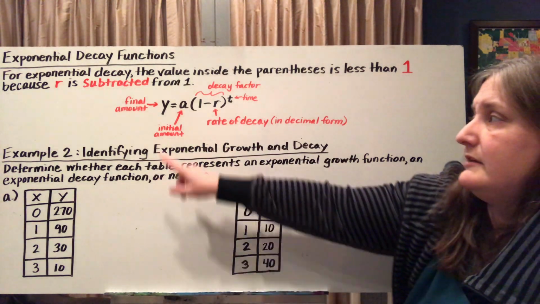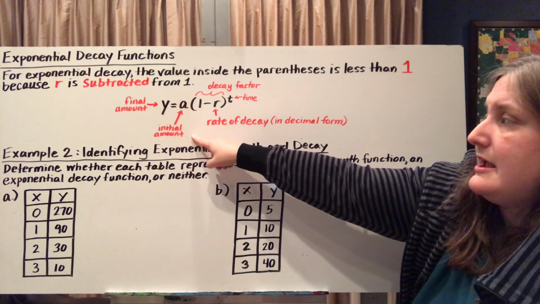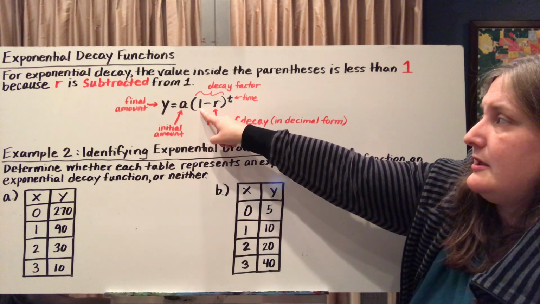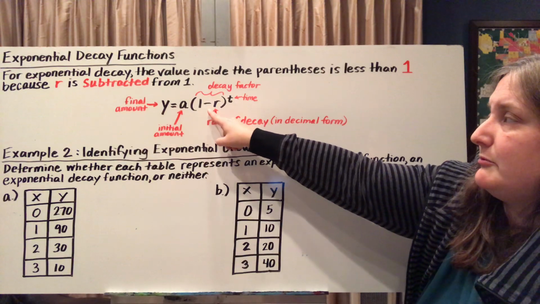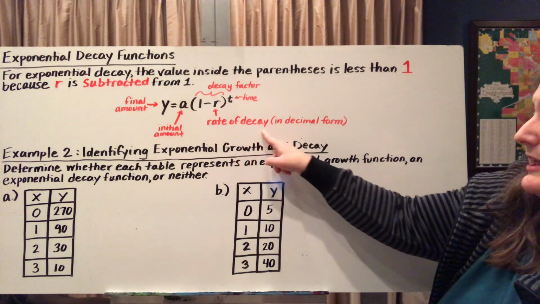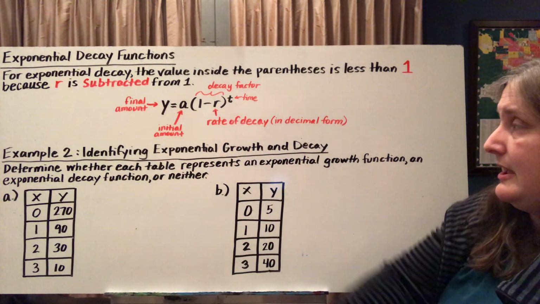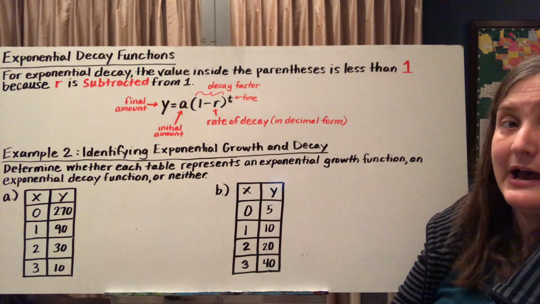So once again, y is our final amount. A is what we start with. Here's the 100% we start with, and we're subtracting it by a rate of decay, which we put in decimal form. And t represents our time.